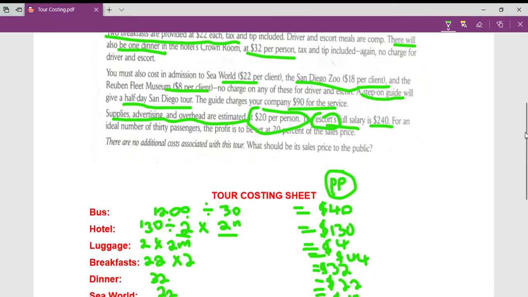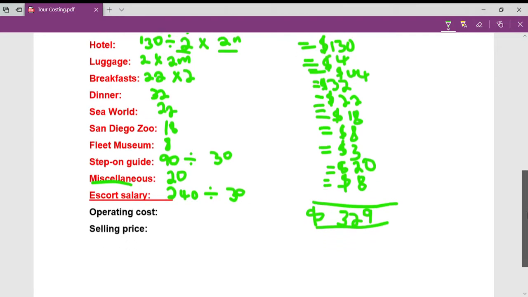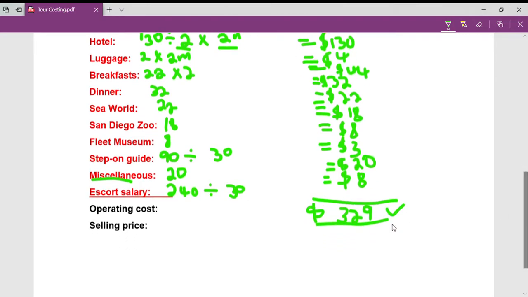So as you can see there, you've pretty much done everything. All you have to do right now is just add up your total. I think the total amount is supposed to be 329. I hope I got the number right. But yeah, that is the total. This is what we refer to as operating costs. So per person, it will cost that much if we need somebody to go on this San Diego tour.